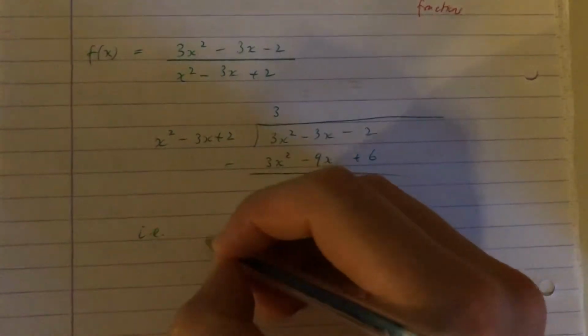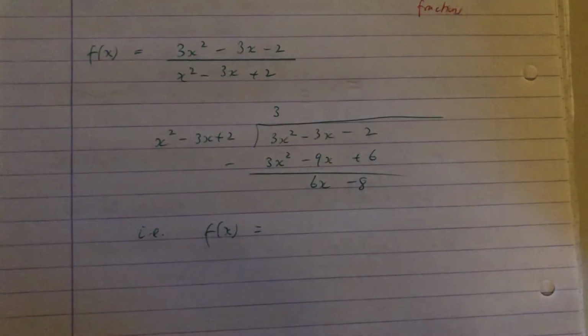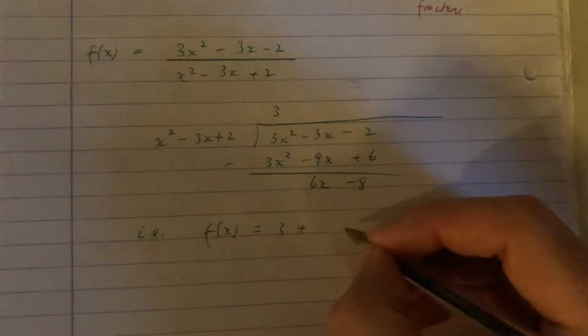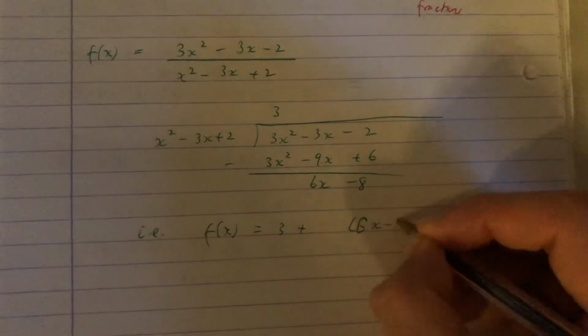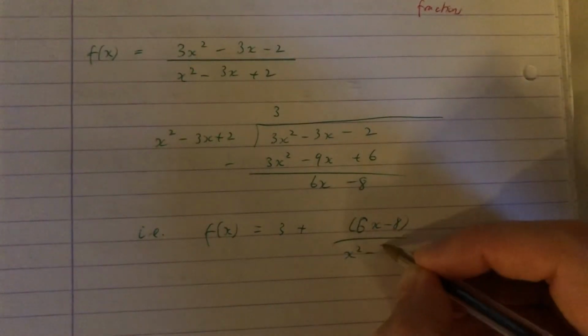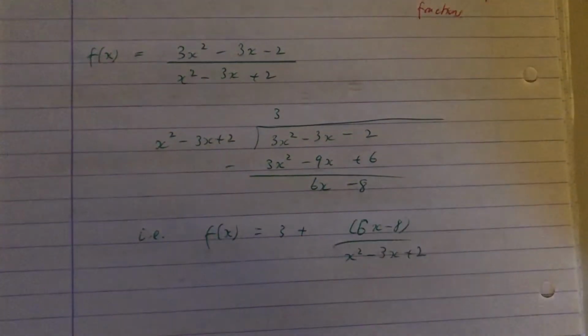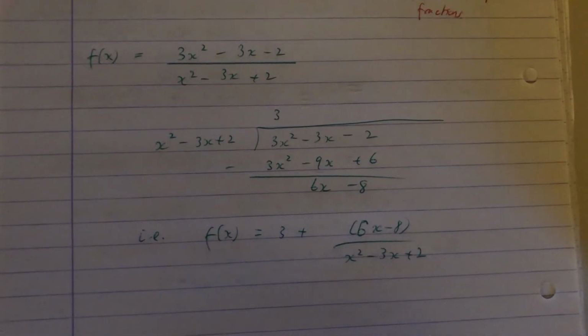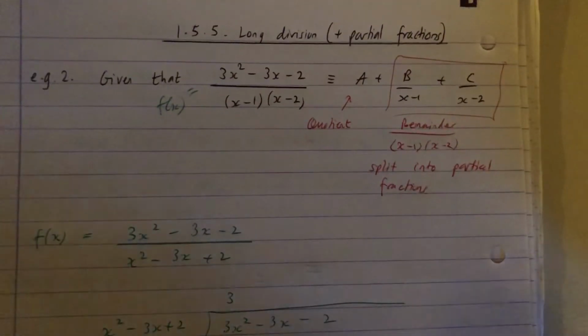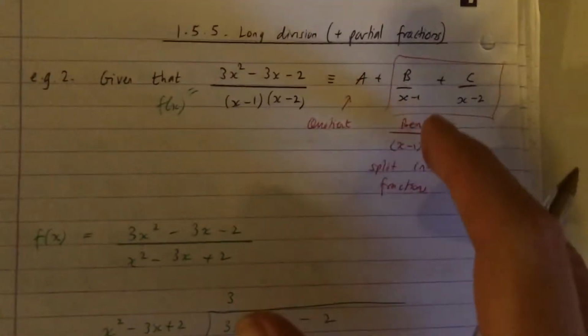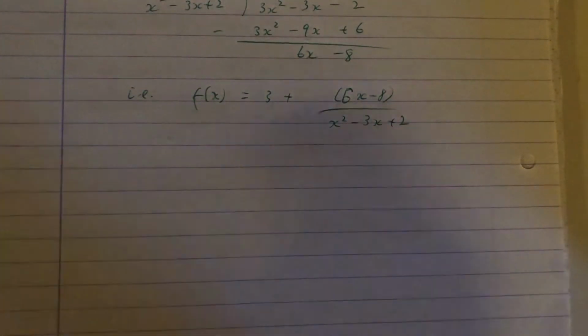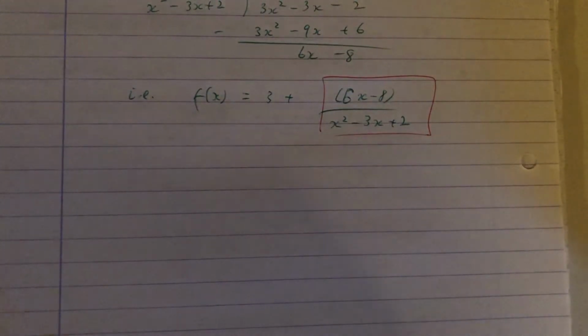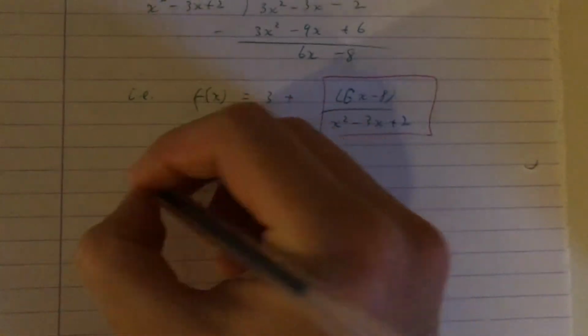So in other words, f of x is equal to the quotient plus the remainder over what you were dividing by. And last lesson we stopped there. But now today we have to do one extra step, which is split the remainder into partial fractions. So let's just pick on this first, which is 6x subtract 8.